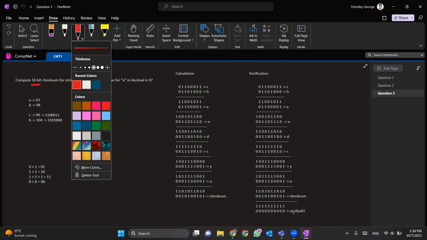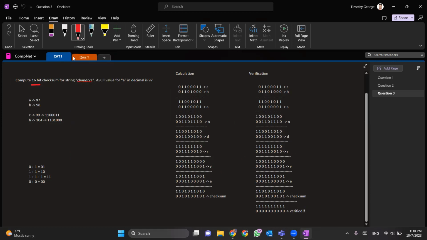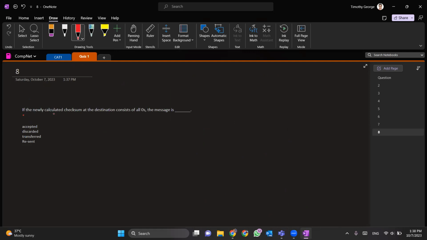So when we get all zeros, that's when we know that the message was not tampered with, that the message is correct from the source to destination. So the question was, if the newly calculated checksum, newly calculated means you're using the checksum value and adding it to the data, at the destination consists of all zeros, the message is accepted.